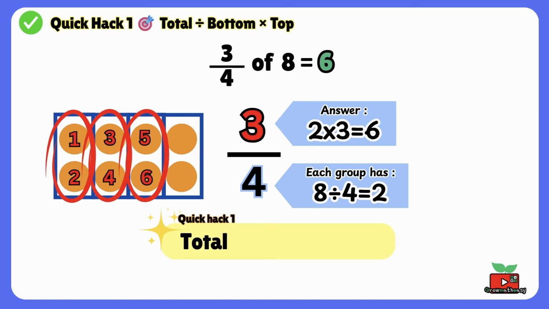Take the total divided by the bottom number to find how many items are in each equal group. Then multiply by the top number to find the total items in the groups we have. That's how we find our fractions of an amount. Quick and easy. Let's try another one.